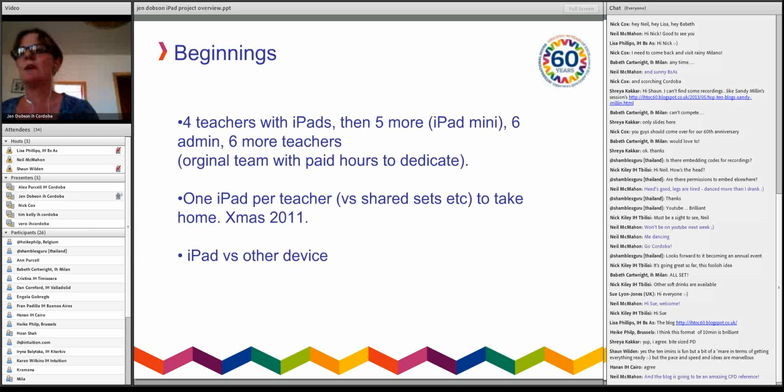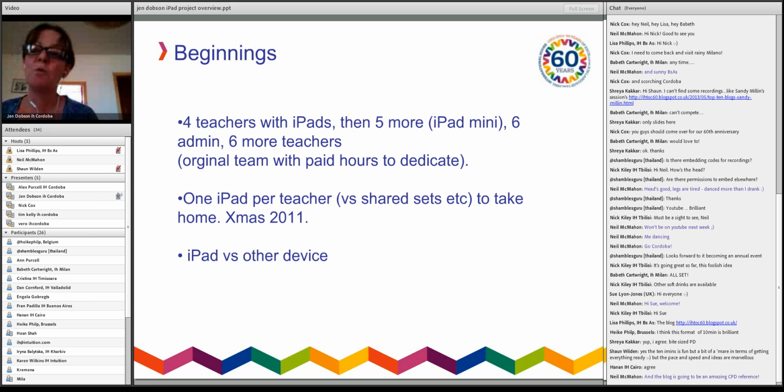One thing I want to point out here is that we decided to go for 1 iPad per teacher. So it's the teachers who've got the iPads, as opposed to a class set, which I'll speak a bit more about later. So in about Christmas 2011, we got the first iPads, and the idea was to take them home and just play with them, so people get to know them, have some fun, etc.